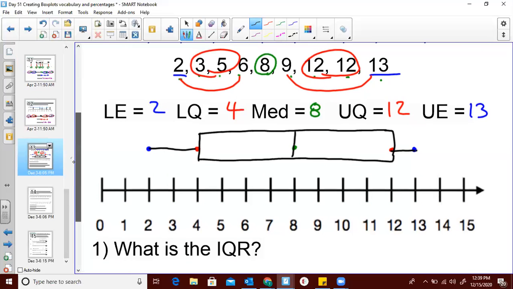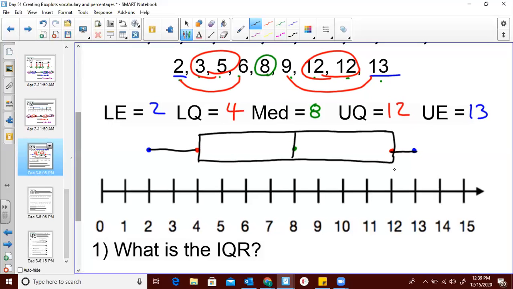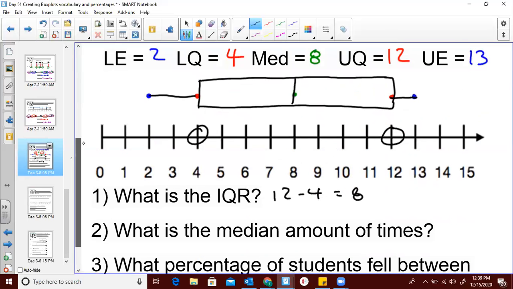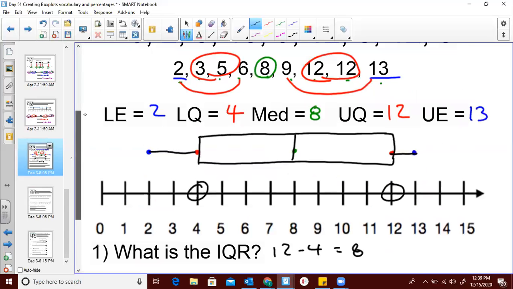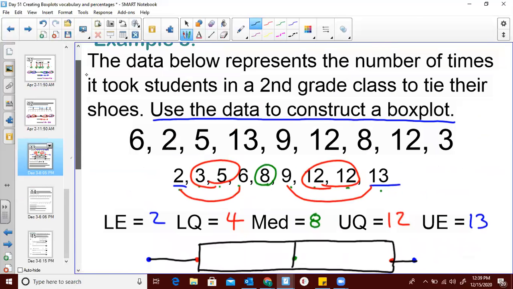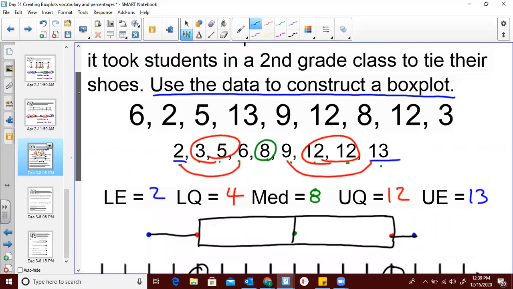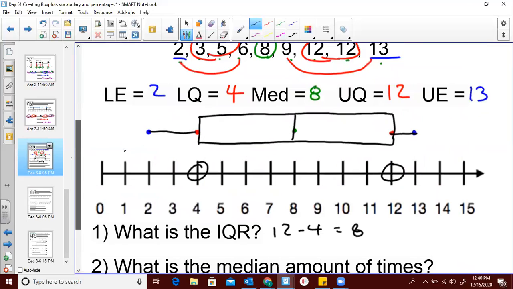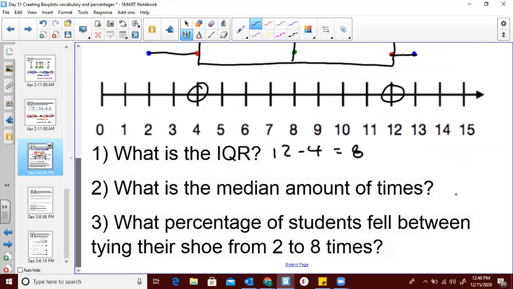So we'll get a couple other questions, like what is the interquartile range? Well, we know that we have 12 and 4. So 12 minus 4, our interquartile range is 8. What is the median amount of times? Right, the median amount of times is just 8, because that's what our median is. So you'll be able to answer all of these questions.